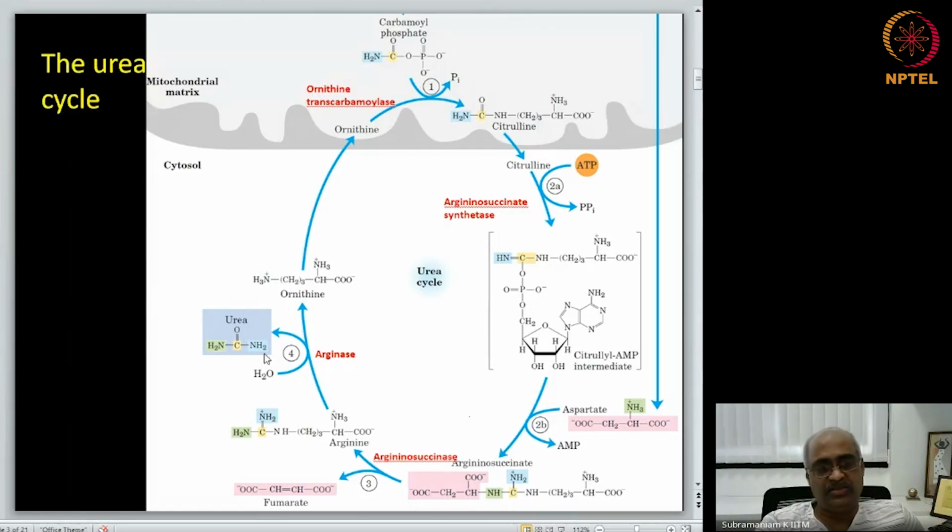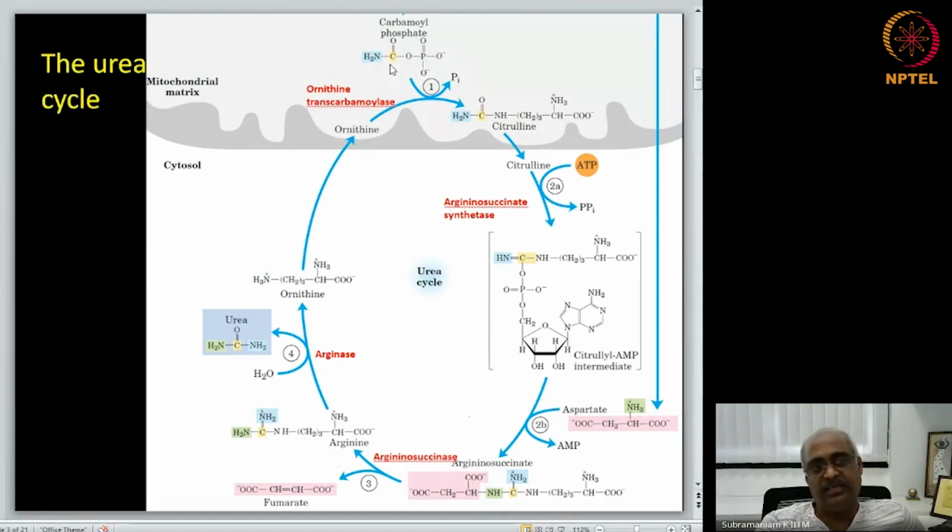This is what is urea. And the remaining part of this is ornithine. This is actually an amino acid, but it is not part of our proteins. It's not encoded by any of the triplet codons. It's somewhat like lysine, just one carbon less. Otherwise, it is actually lysine.